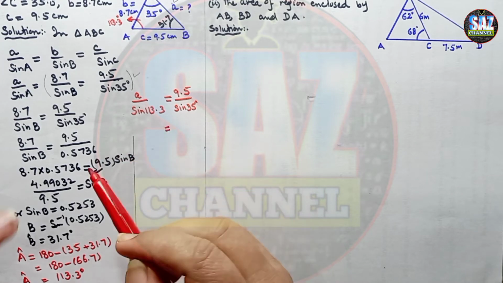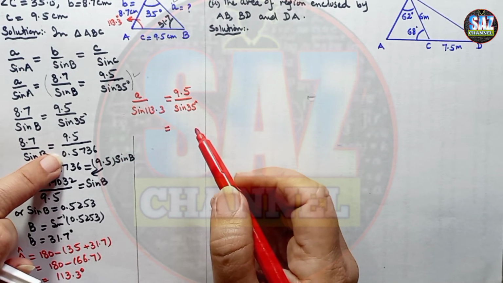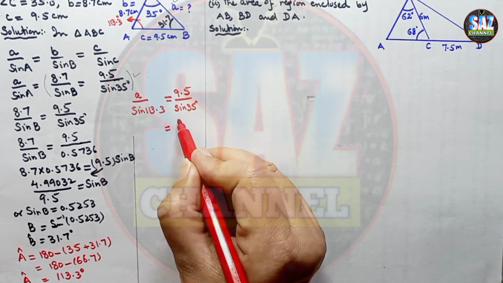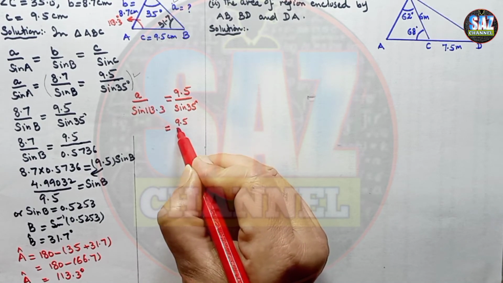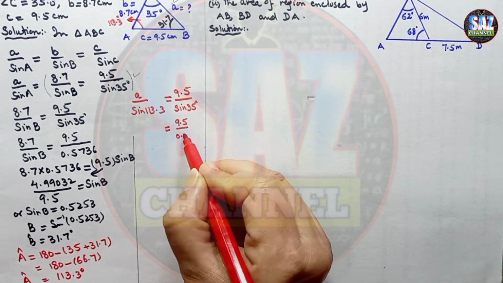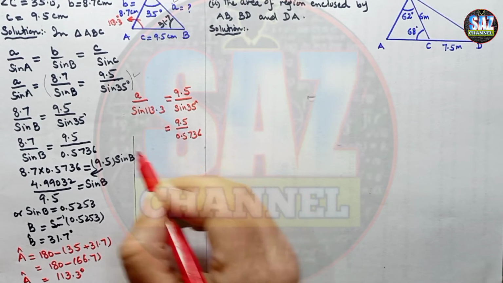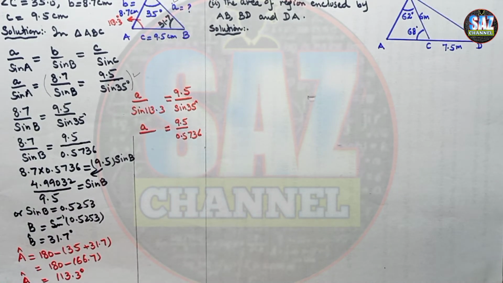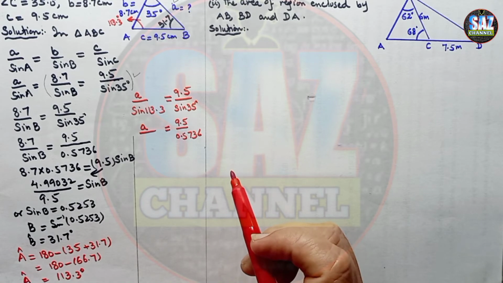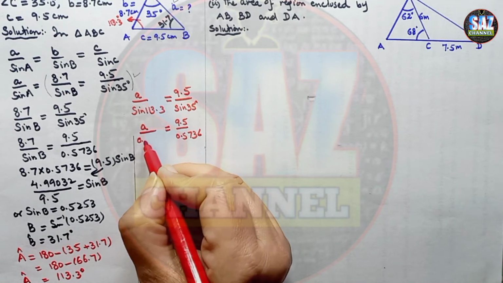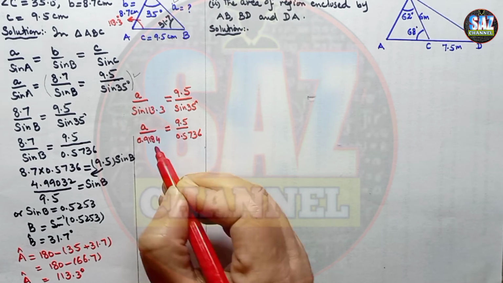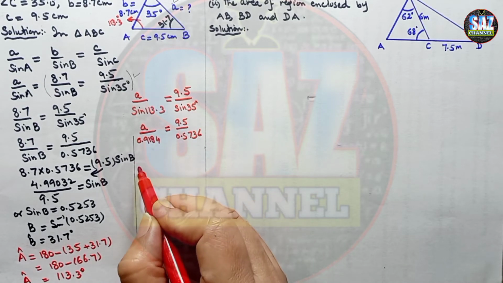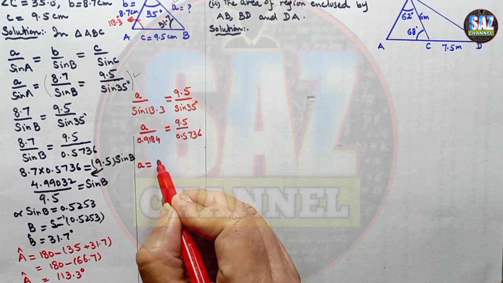Now you can see that sine 35 has the value 0.5736, so I will be copying that value as it is, that is 0.5736, and this is A upon, now I have to check the answer of sine 113.3, which gives me 0.9184.